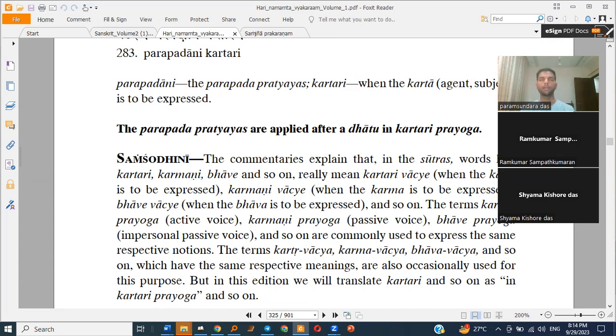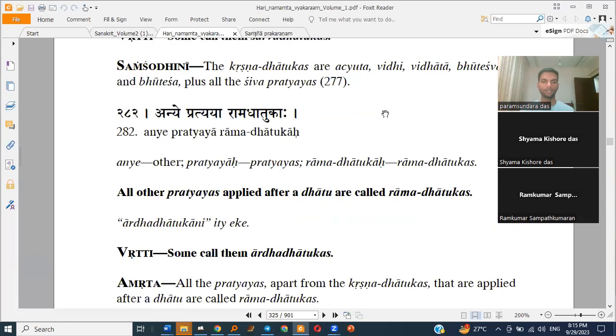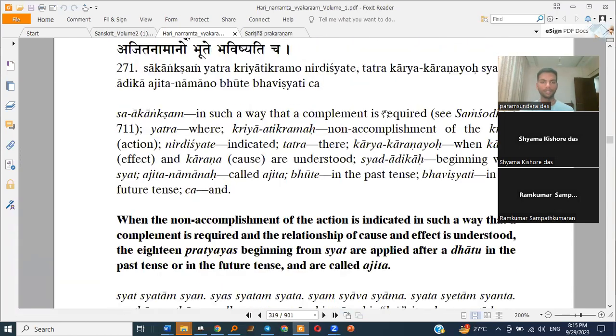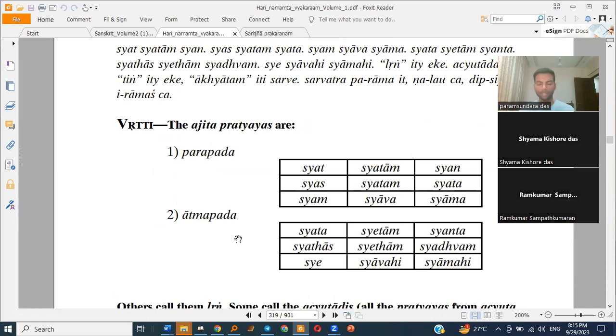Then the ajit: set, setam, sen, set, setam, seta, sem, syava, syama. I always get trouble in the last one, the atmada of ajit. So that's sete. What is that? We'll have to see what ajit atmada. So that's seta, seta, setam, senta, setha, setam, setam, se, syavahi, syamai.